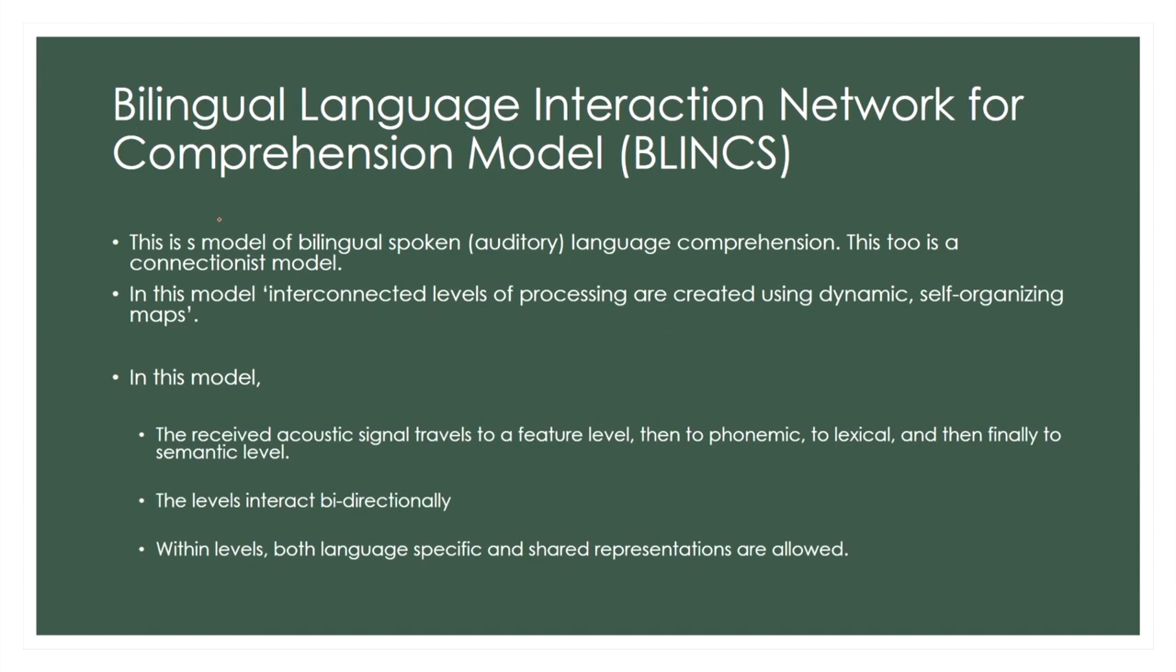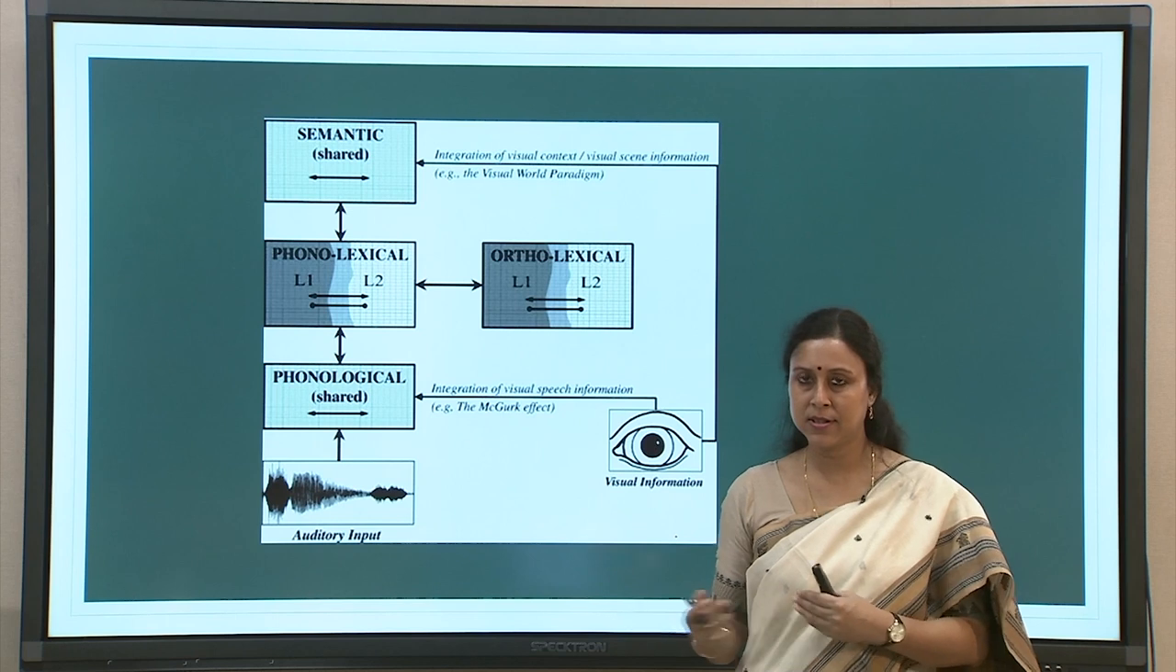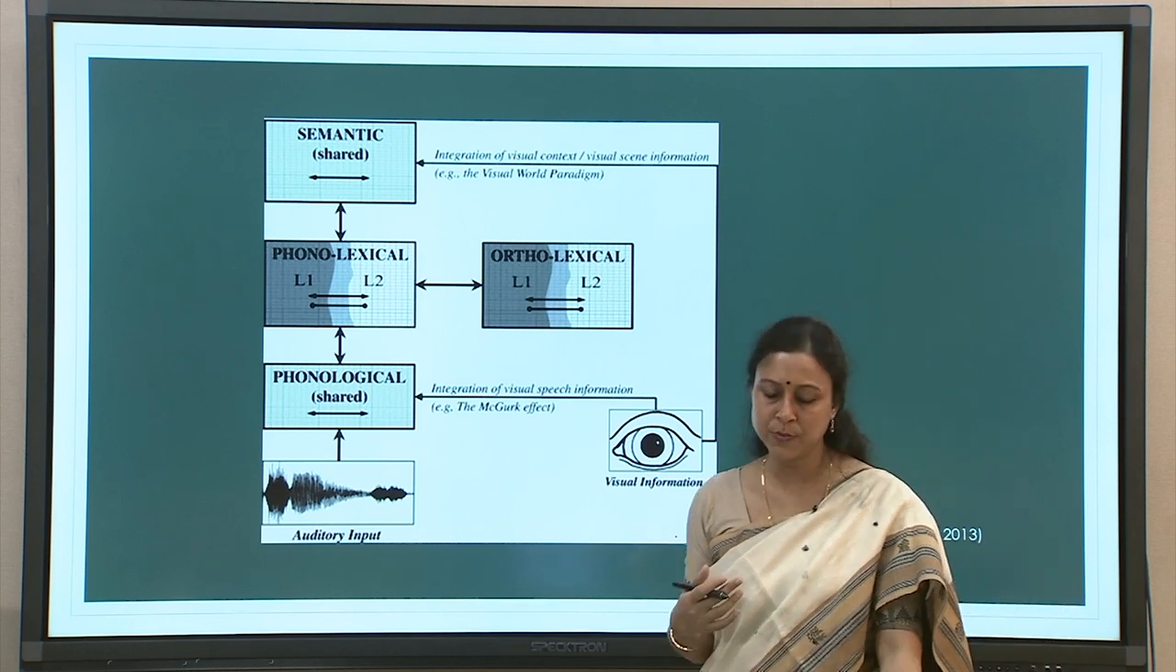So this is another comprehension model, but here it is based on auditory language comprehension. The previous one was on visual word recognition, visual processing, and this is about auditory processing. So this is also a connectionist model, and in this model, again, there are interconnected levels of representation and processing that are created using dynamic and self-organizing maps. This also works bidirectionally, and within each level both language-specific and shared representations are allowed. So you see, gradually, as we have moved from shared versus separate, there are so many other things also being taken into account.